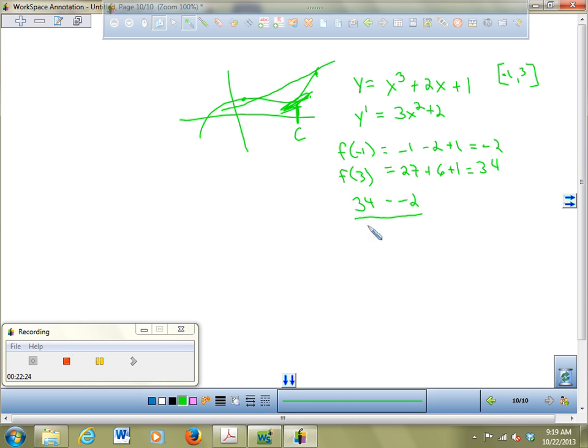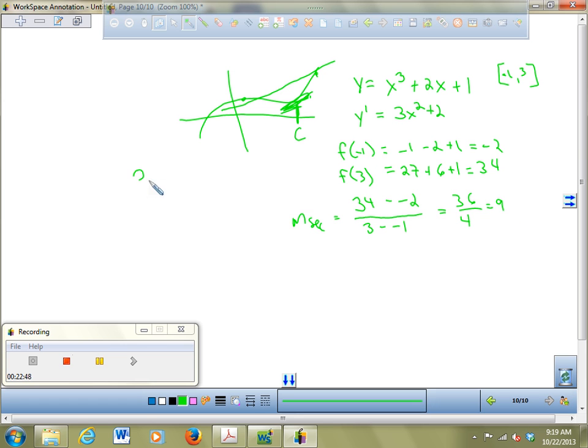And so the slope of the secant line is going to be 34 minus 2 divided by 3 minus negative 1, which is 36 over 4. Oh, look, it comes out nice. I made this one up. 36 over 4 is just 9, right? So that's the slope of the secant line. And so what you want to do is figure out where the derivative is equal to 9.